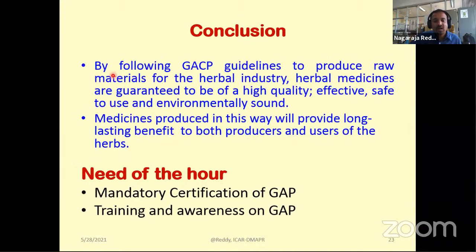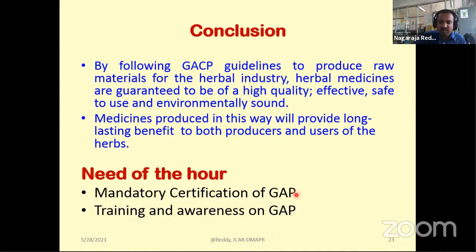So with this, I conclude my talk by saying a few things in this regard. By following the GACP guidelines, one can produce quality raw material for the herbal industry. The herbal medicines made out of good agricultural practices material are guaranteed to be of high quality, effective, safe to use, and environmentally sound. Further, the medicines produced in this way, by following good agricultural practices, will provide long-lasting benefit to both the producers and the users of the herb.